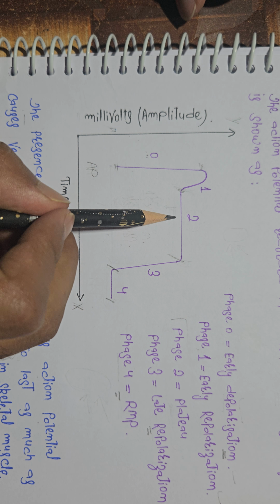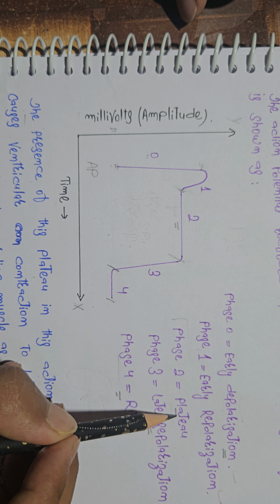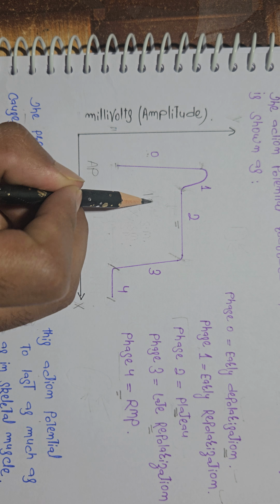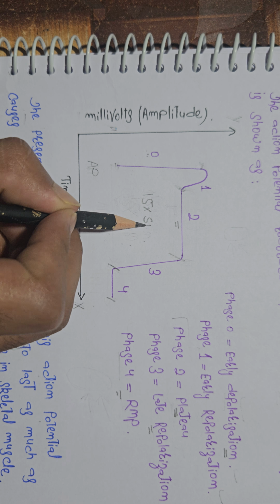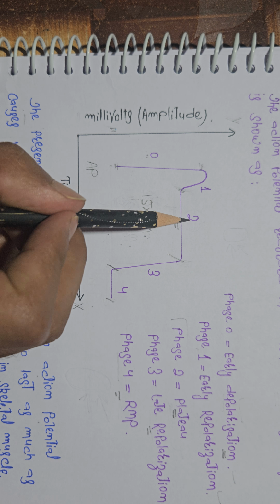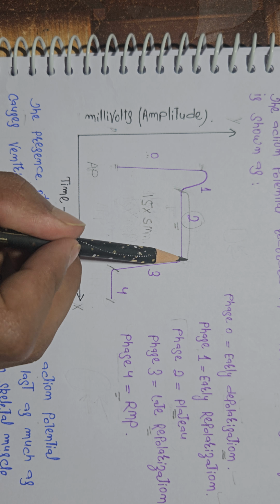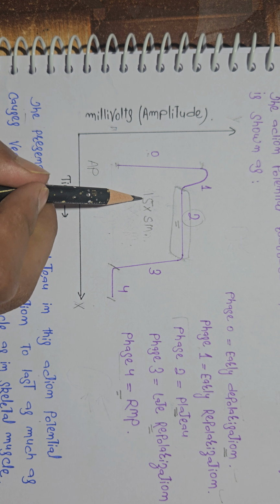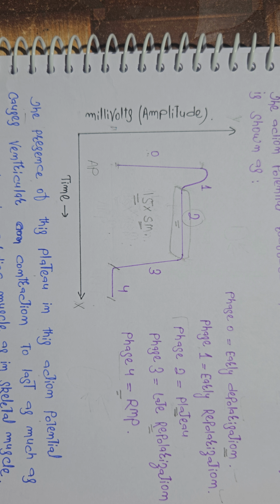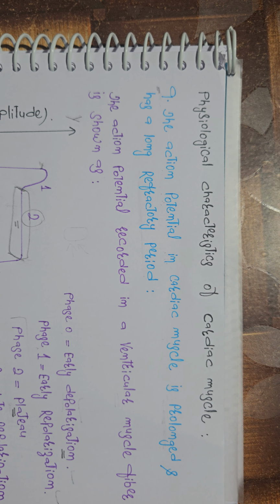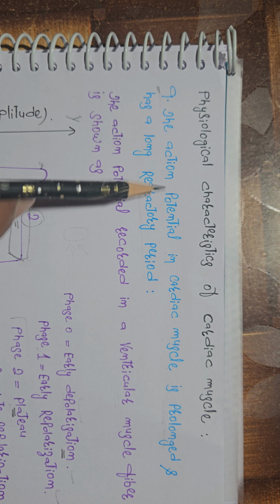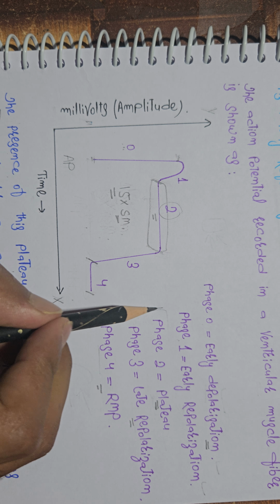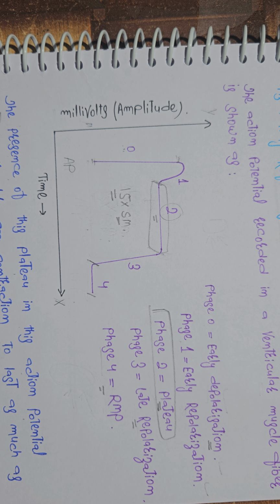Now, due to the presence of phase 2, the plateau phase, the action potential of the cardiac muscle lasts 15 times longer as compared to the skeletal muscle. So that was our first statement: the action potential in cardiac muscle is prolonged. Why is it prolonged? It is prolonged because of the presence of this plateau phase.